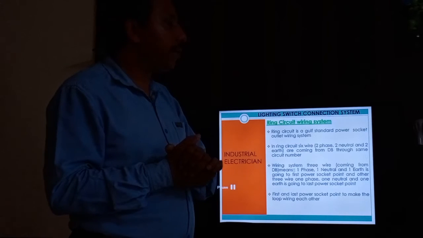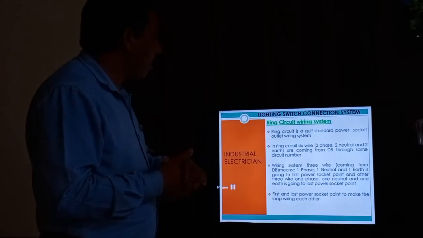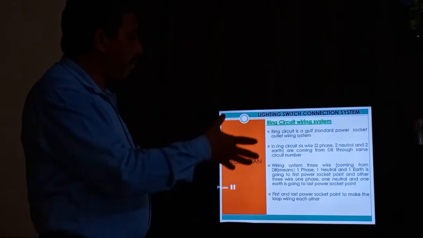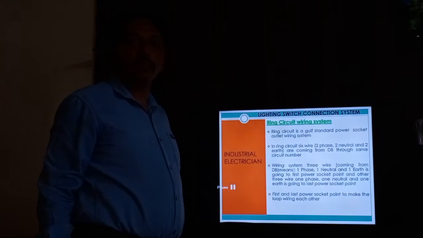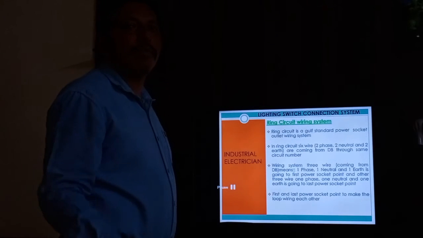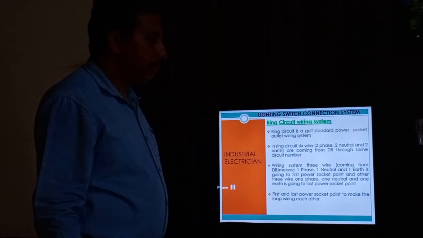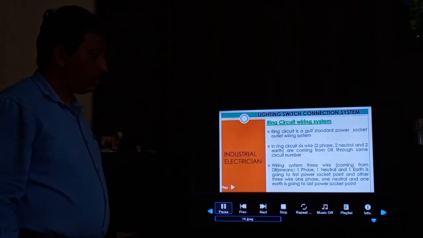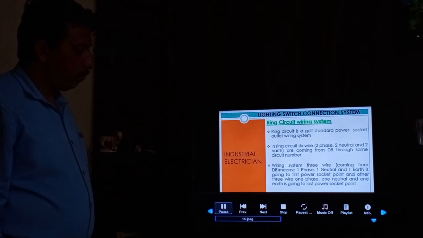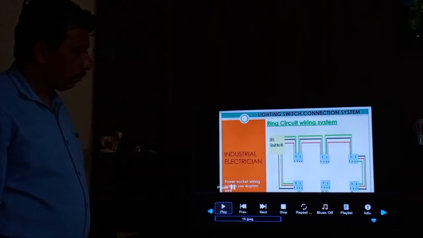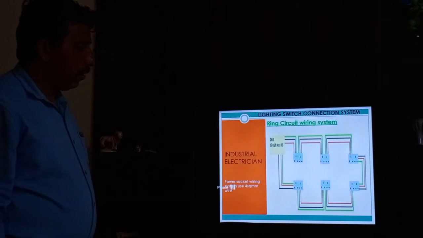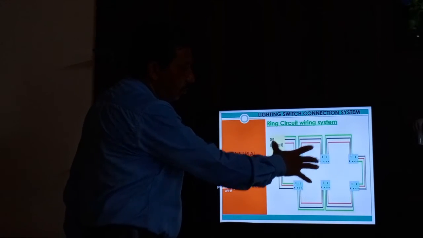and each point needs 6 wires. Each point has 6 wires coming. So this is the ring circuit. I hope all of you are clear about this one. So I will show you the diagram of the ring circuit. This is the diagram of the ring circuit wiring system.